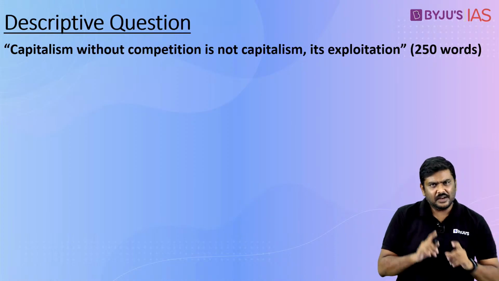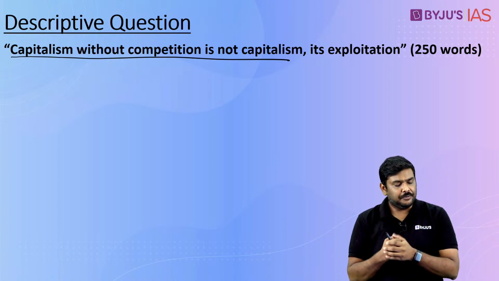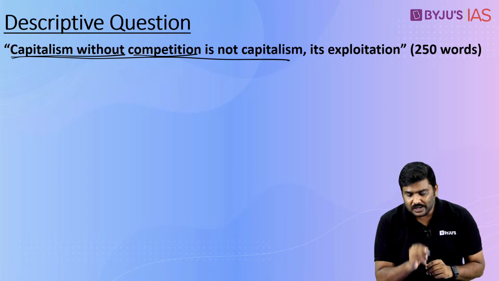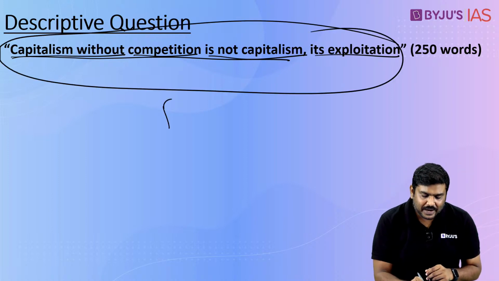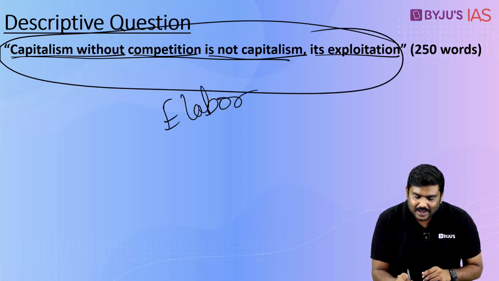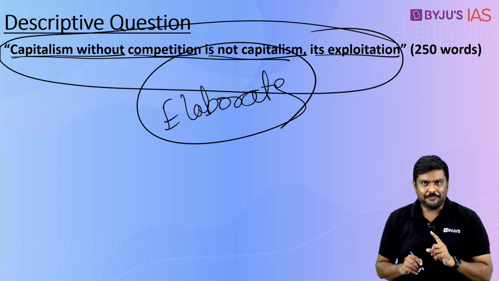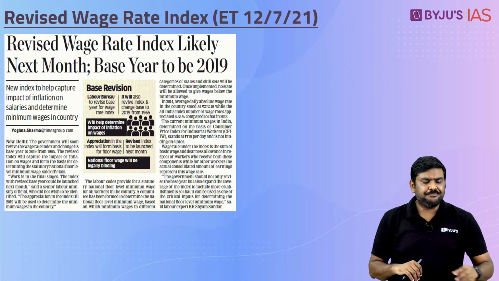Now based on this, I have given one question here. This was a statement given by the President of USA, Joe Biden. He basically stated that capitalism without competition is not capitalism, it's exploitation. You will have to elaborate this particular statement, and these kinds of statements, believe me, usually are asked in the UPSC exam. Now this is one descriptive question, you will have to answer it within 250 words.